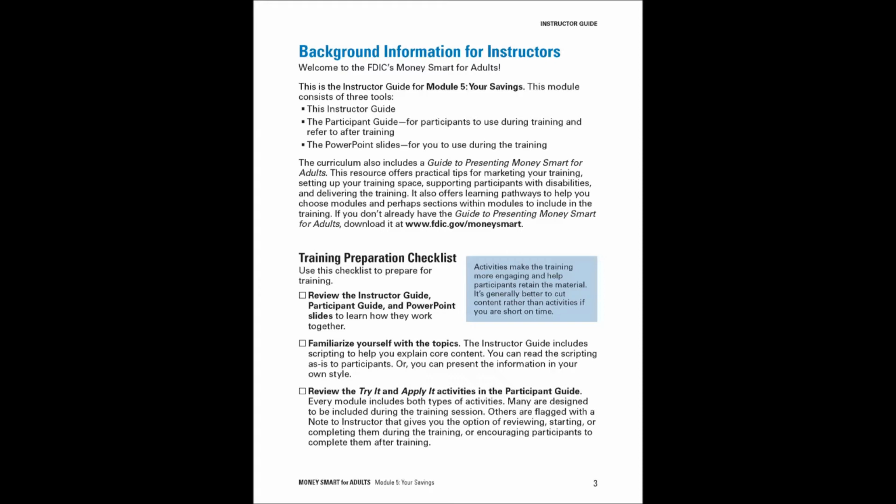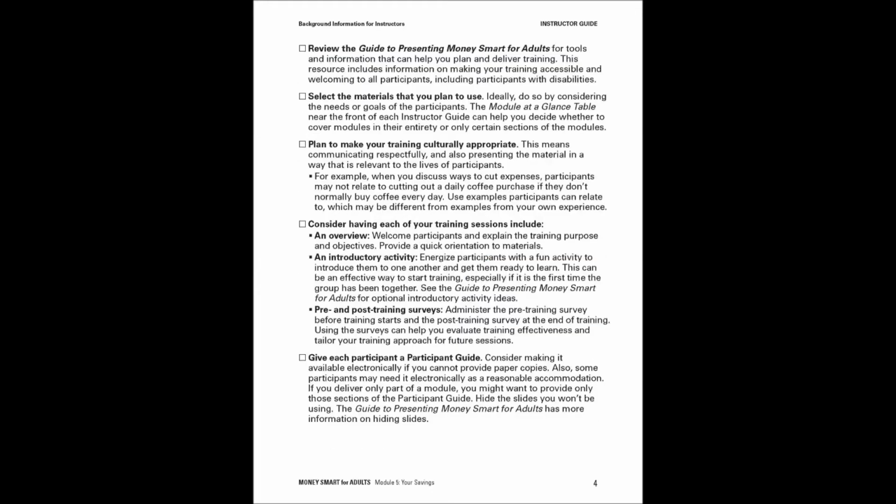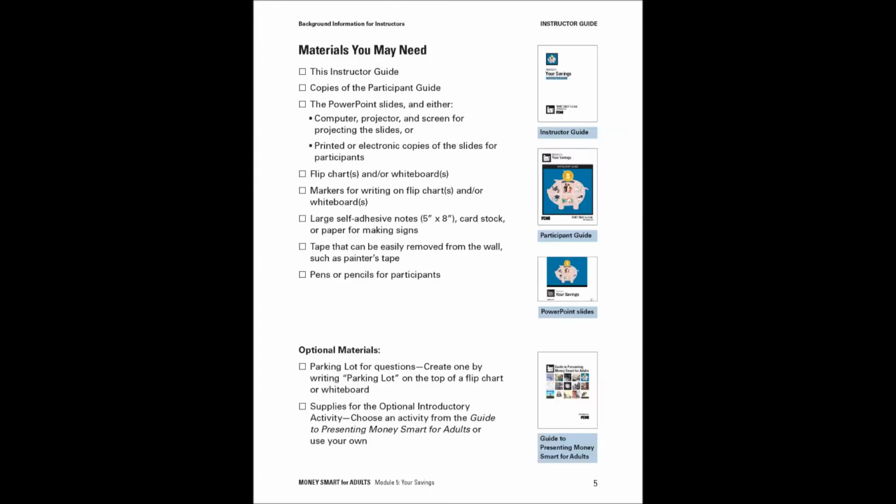Materials that you may need, as in other modules. This is a checklist of all the things that you're going to need to deliver the training, including the instructor guide, participant guide, and PowerPoint slides. Regarding the participant guide, if it's a challenge for you to give copies to everyone in your training, please refer them to the online version or some other solutions that may be appropriate. Optional materials such as a parking lot for questions and supplies for any optional introductory activity that you may be doing should be on hand.